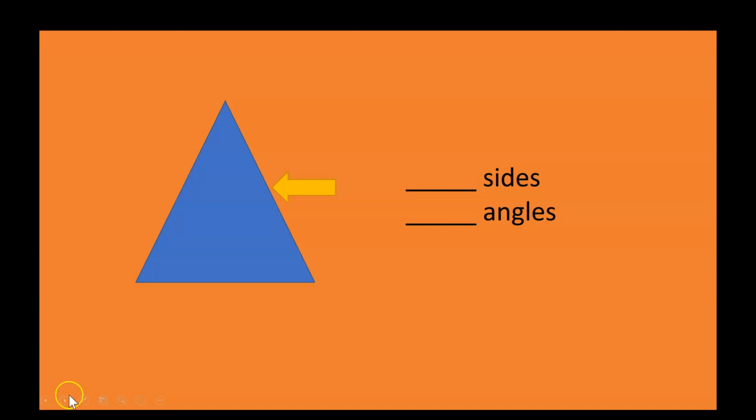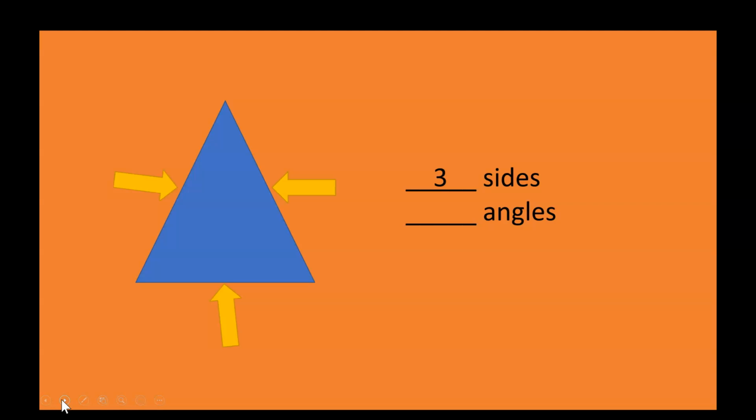A side is a straight line here, and we're going to count out how many different sides this shape has. So there's 1 side, 2 sides, 3 sides. So this shape has 3 sides.